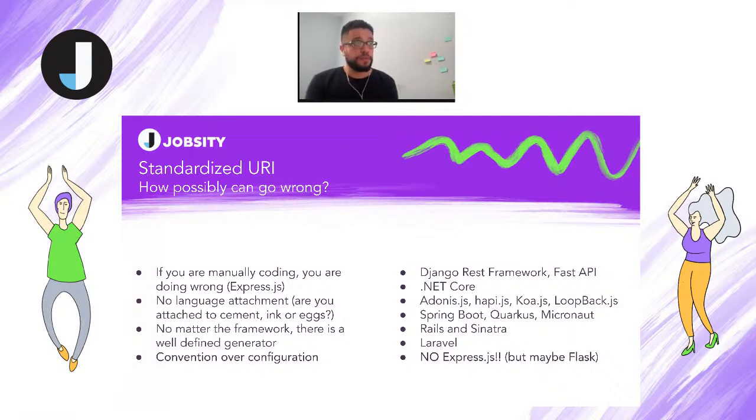I have a special love for Hapi. Hapi was made by Walmart, and they created Hapi in order not to freak out using Express. Spring Boot, Quarkus, and Micronaut are Kotlin and Java frameworks. Rails and Sinatra are Ruby frameworks. And Laravel, that is some strange solution of making APIs using PHP.